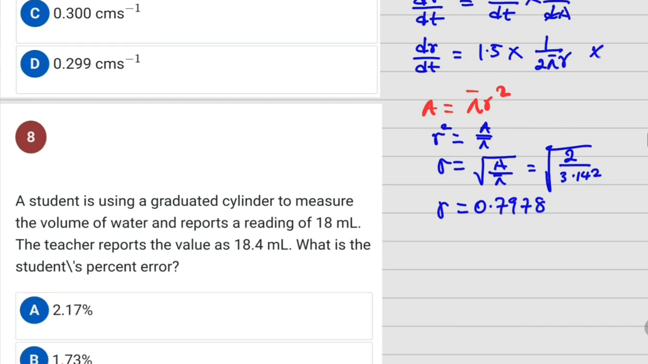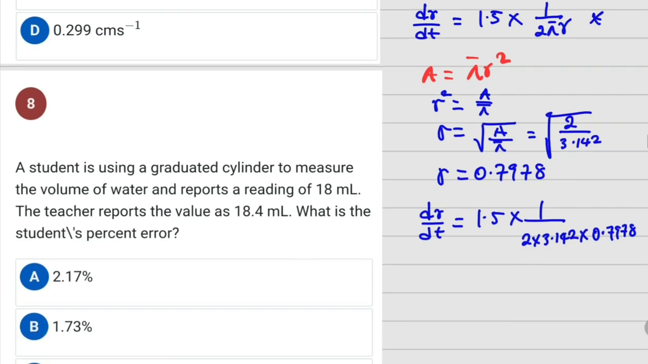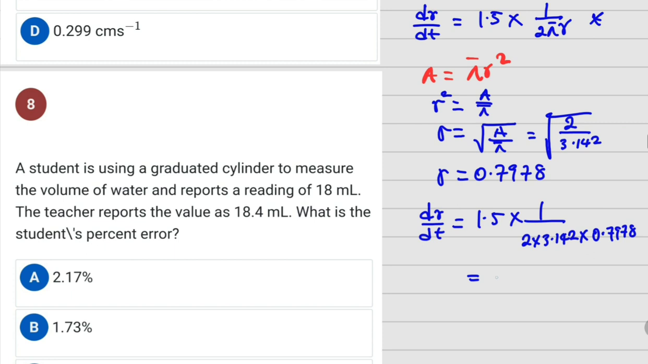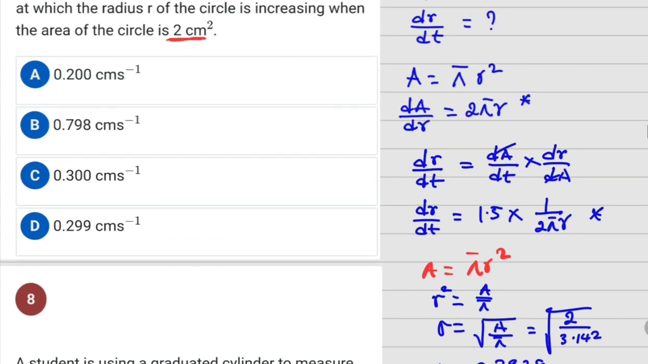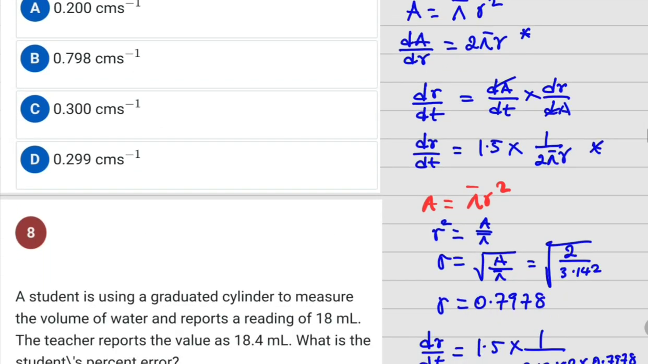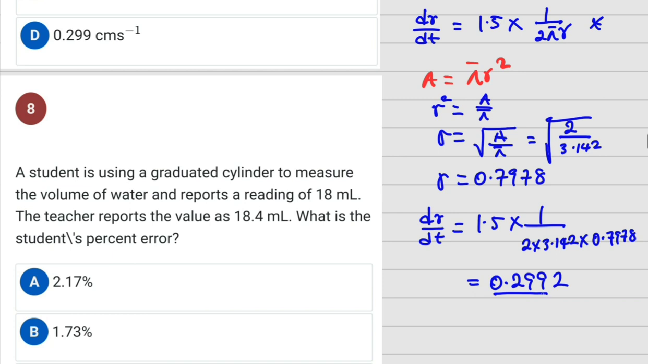So we'll now go back to this expression and have our dr by dt equals 1.5 times 1 over 2 times 3.142 times 0.7978. Once again, using your calculator, you're going to have your answer as 0.2992. Okay, but it is said that we should leave it to 3 significant figures, so we are going to pick this. So the answer is 0.299.